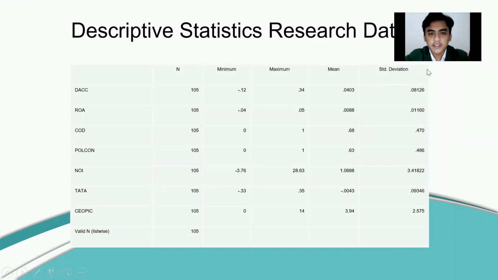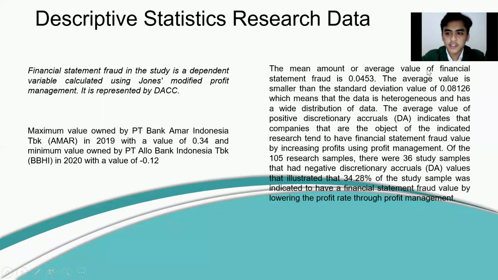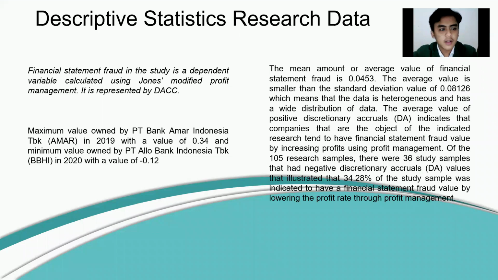Research and discussion. This is my descriptive statistic research data, and this is the explanation about it. Financial statement fraud in the study is the dependent variable, calculated using Jones modified earnings management. It is represented by DACC. The average amount of financial statement fraud is 0.0453. The average value is smaller than the standard deviation value of 0.08126, which means that the data is heterogeneous and has a wide distribution.